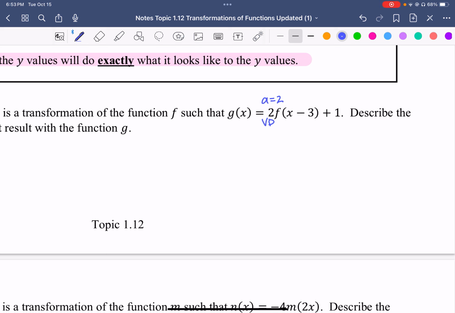Then I have a negative 3 that is being subtracted. Okay, so I know that everything inside the parentheses is horizontal, and since it's being subtracted, it's going to be a horizontal translation. So I know that h is going to be, remember it's the opposite, so instead of negative 3, h is actually positive 3. And then outside of the parentheses, I have a plus 1. Everything outside of the parentheses is for vertical transformations. And because it's being added, I know it's going to be a translation. I know that vertical translations have the letter K, and everything outside of the parentheses is exactly what it appears, so K has to be 1.